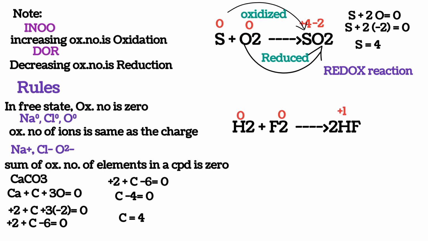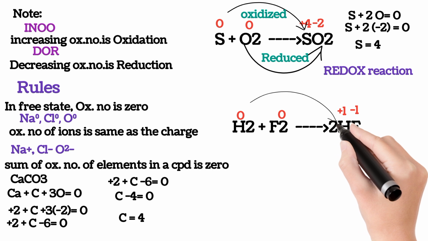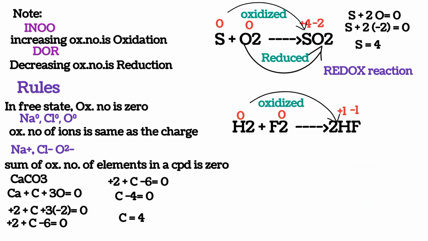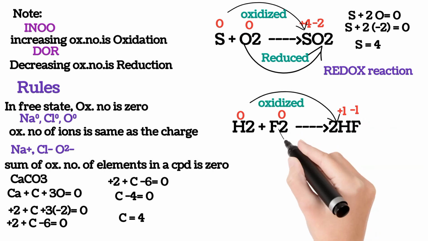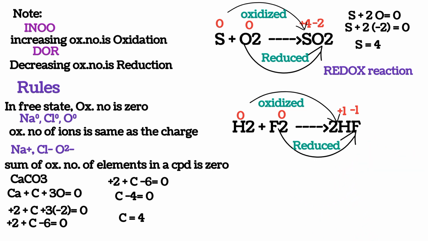Let's look at H2 reacting with F2 to form 2HF. In free state, the oxidation number of H is 0, that of F is 0. While in combined state, we have that of hydrogen is +1, that of F is -1. So from 0 to +1 is an increase, that is oxidation, while from 0 to -1 is a decrease, that is reduction, and this too is a redox reaction.